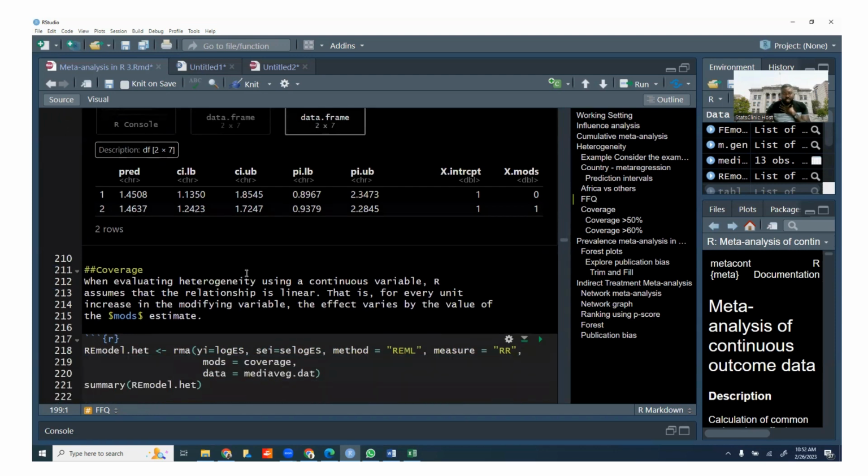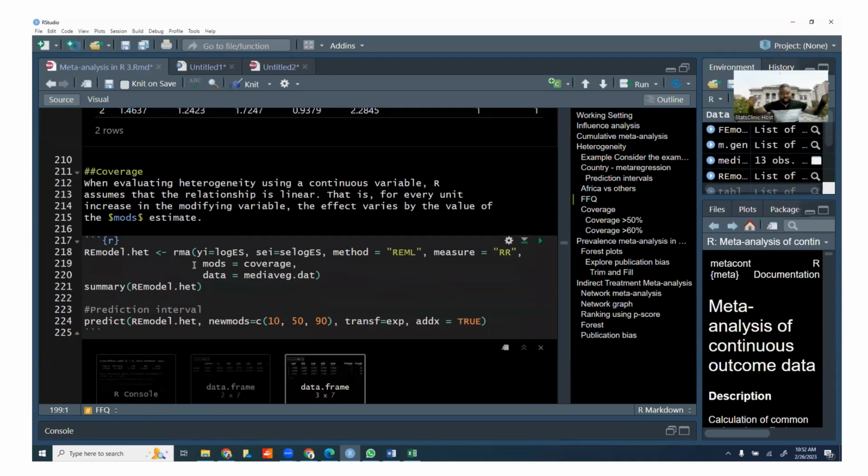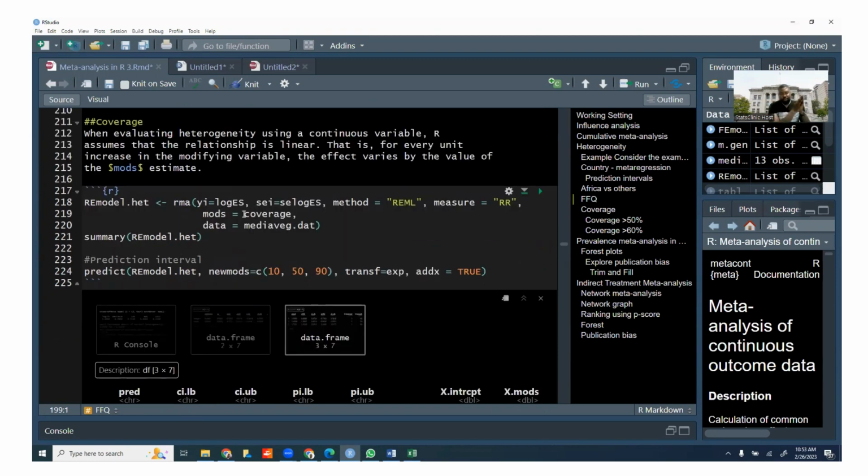But I want to quickly show what you will see when you're using a continuous variable like coverage. The coverage is a continuous variable in the sense that it can go from 0 to 100, so it's kind of continuous. We had studies where the coverage was 22, 23%, but we also had studies where the coverage was in the 90s. So if you run this code, this is the code that you use to assess. This is meta-regression code, and this summary will output the result.